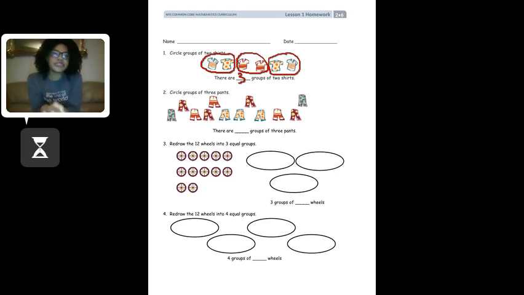Number 2 says, circle groups of 3 pants. So I'm going to get my red pencil and I'm going to make sure in each group, each red circle, that there's 3 pairs of pants in each group. So what I'm going to do, I'm going to count 1, 2, 3 pants. So I'm going to circle 3 pants. That makes the first group.